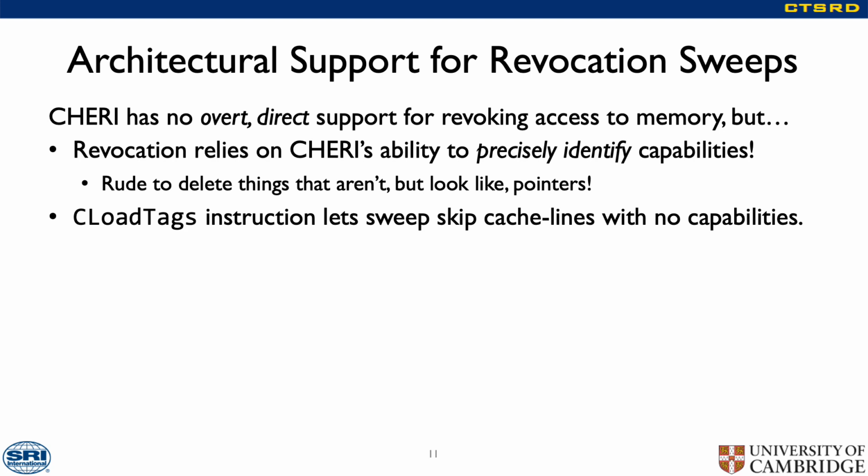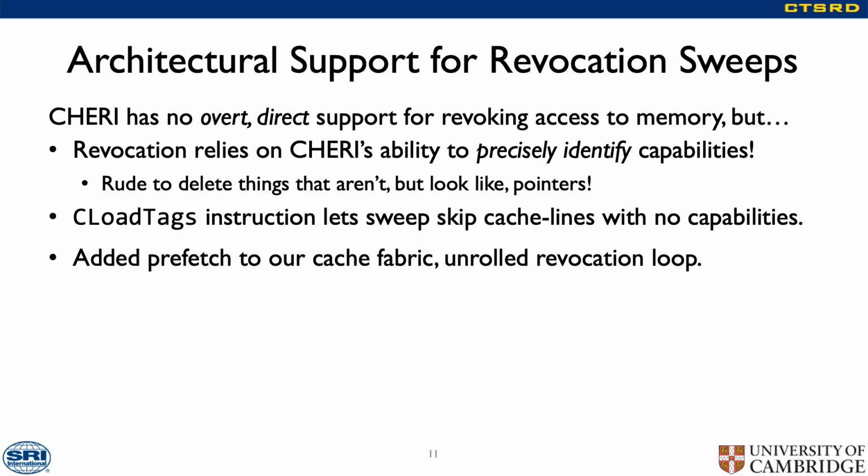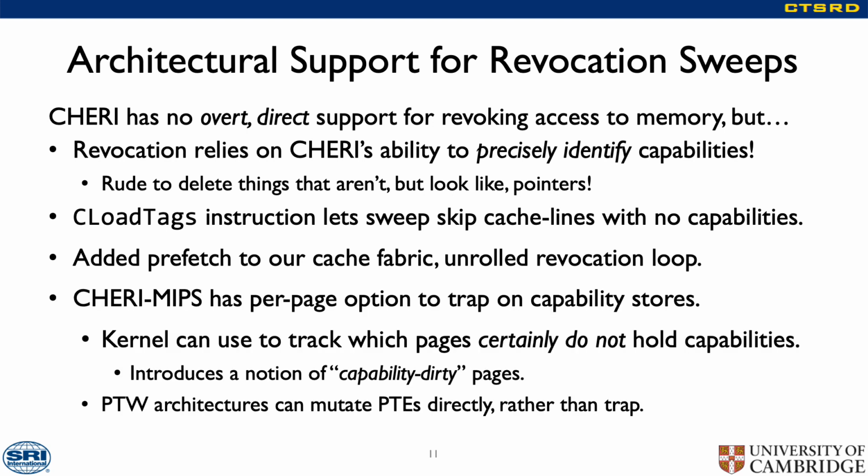This lets us skip lines that do not have capabilities without perturbing caches or going to DRAM for the line contents. For those lines that do contain capabilities, we have added way-restricted prefetching operations to our cache fabric and have unrolled the revocation loop to overlap prefetching with revocation. At larger scope, we have repurposed a long-standing protection feature in CHERI MIPS, where pages can be marked as raising traps on tagged capability stores. In Cornucopia, the kernel observes when pages come to hold their first capability. To first approximation, the trap handler updates metadata and allows all subsequent capability stores to go ahead without traps.